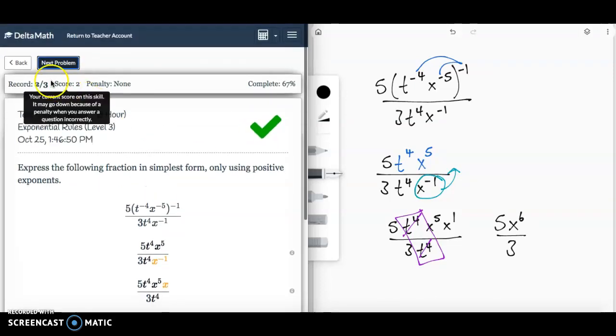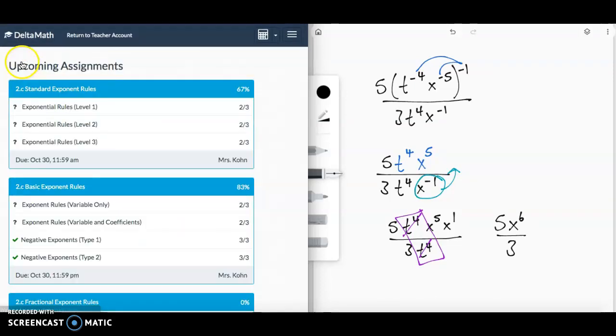Awesome. All right, so that is the standard exponent rules assignment. Let me know if you have any questions.